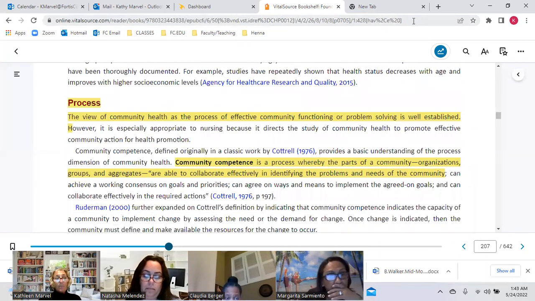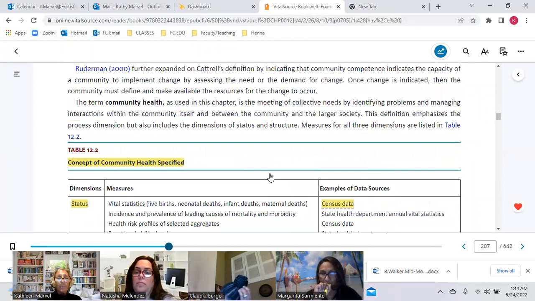And then what's the process? The view of the community health is a process of how does the community function? That's what that means. Community competence, where parts of the community, organizations, groups are able to collaborate effectively. Okay, so is it an effectively functioning community, or is it very chopped up and parts of the community are healthy, other parts are not? Is it a community that is, you know, ridden with violence or whatever? So process means how effectively is the community functioning.